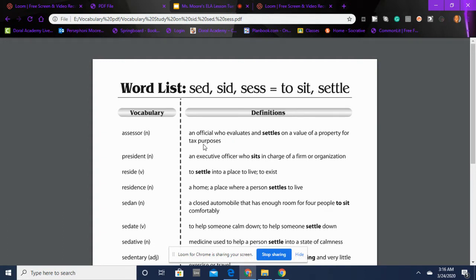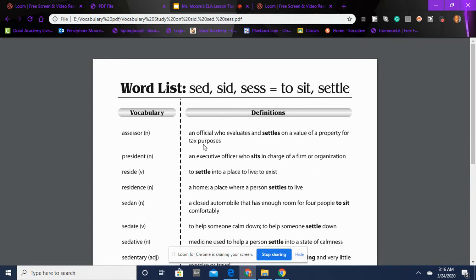Taxes are very important. It's not important right now for you all, but adults have to file their taxes, and in order to have their taxes count for their property, sometimes they need an assessor who comes out and evaluates to settle on that value for the tax purposes.